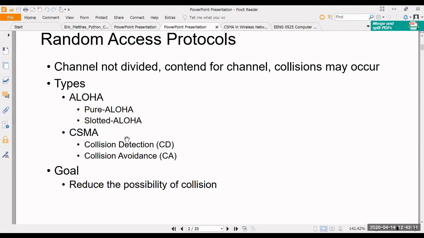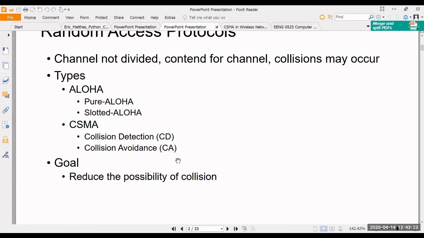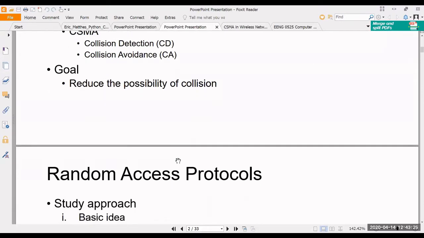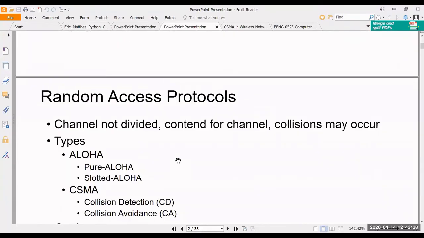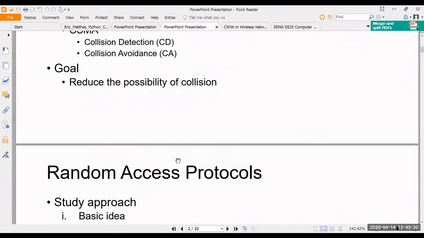So for all the medium accesses or control accesses we have, the whole idea is that we want to reduce the probability of our frames crashing or our frames colliding, right? So that is the main goal for us for all random access protocols.